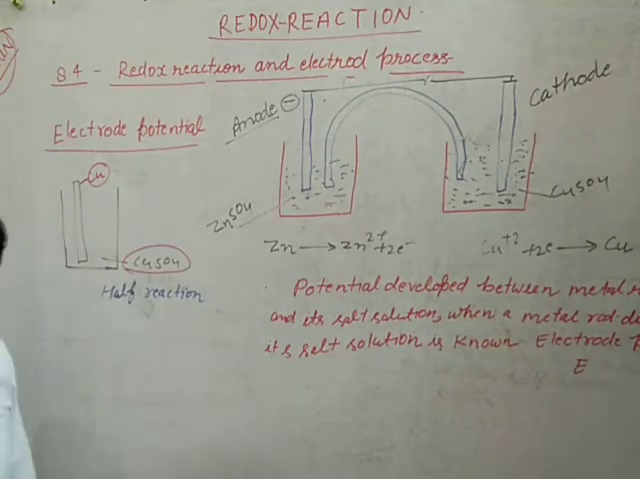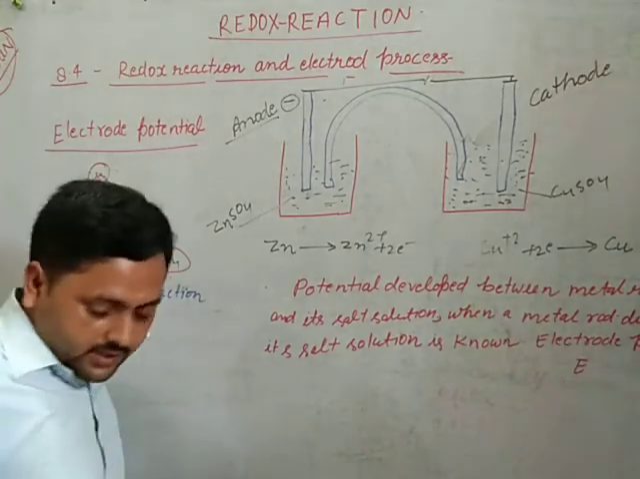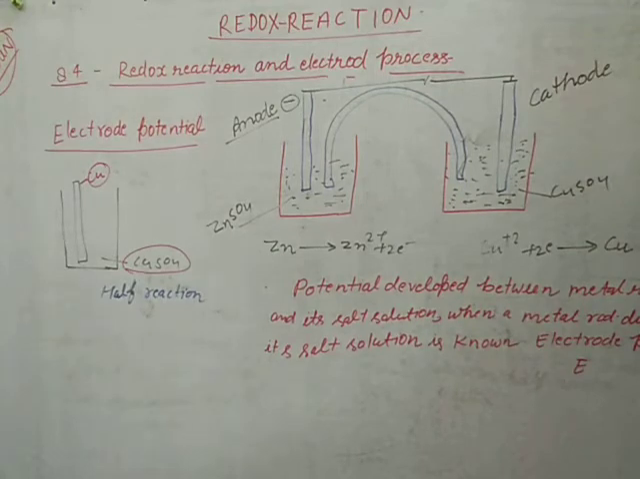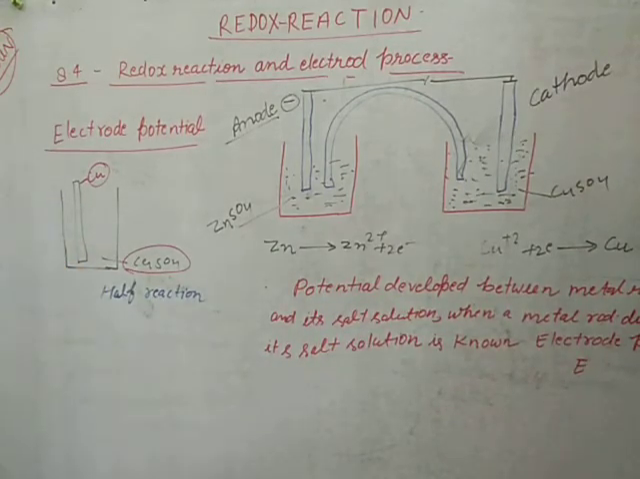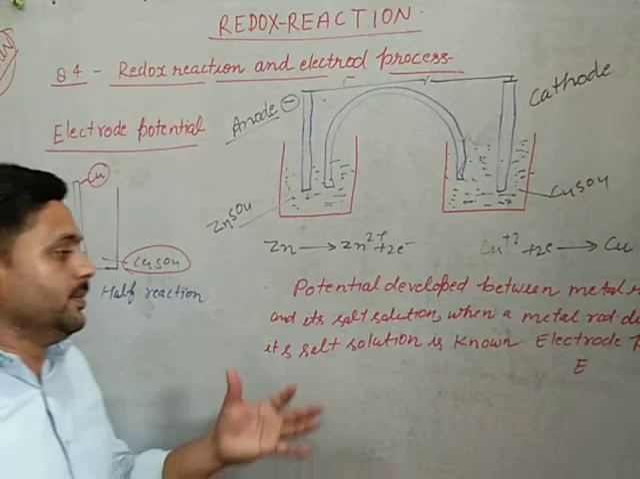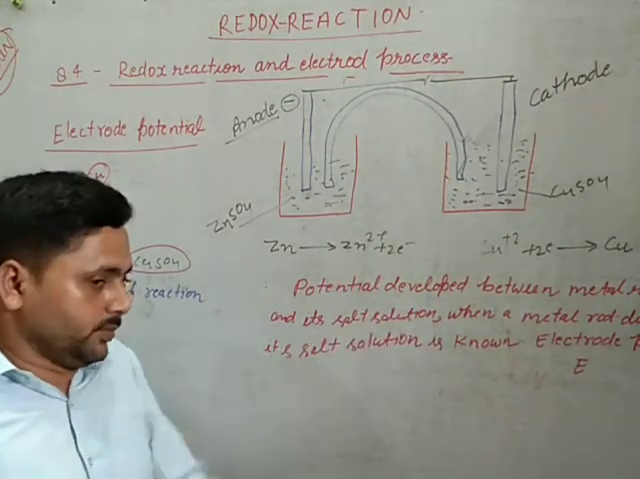So what is the difference between standard electrode potential and electrode potential? Nothing much, but there is some difference. For electrode potential, a salt solution and a metal rod are taken, and the potential developed between them is called electrode potential.